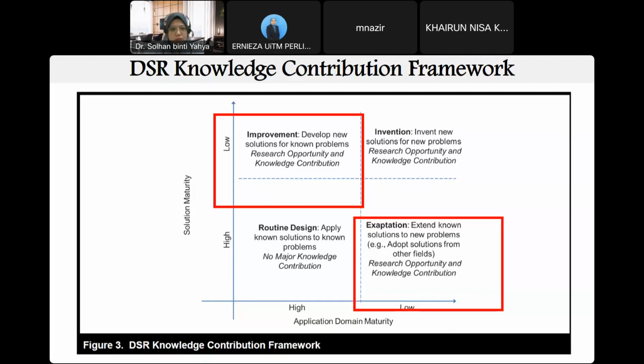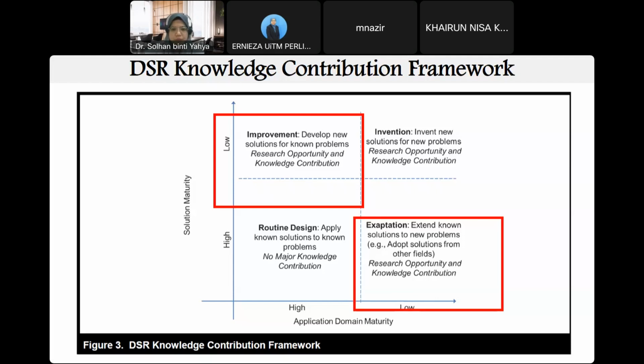All right, because they build the solution, they build the artifact, and most of the artifacts they build are new solutions for a known problem, and then they need to show the solution is better than previous work. This is about literature, all right? This is making a contribution to the literature, all right?